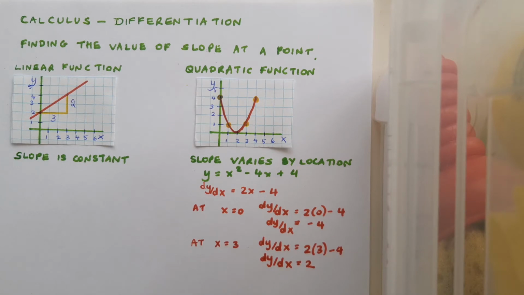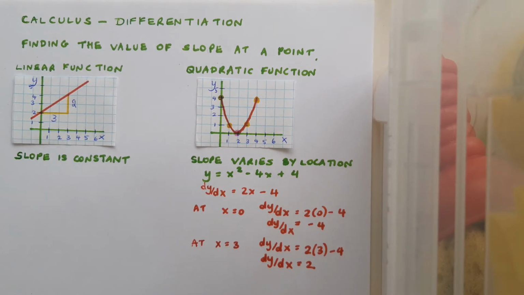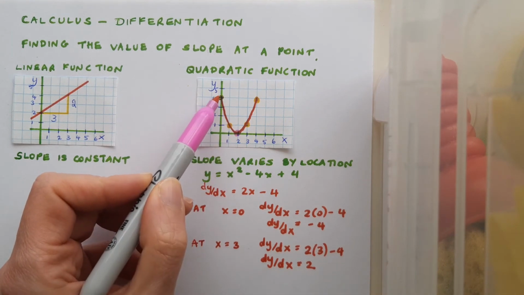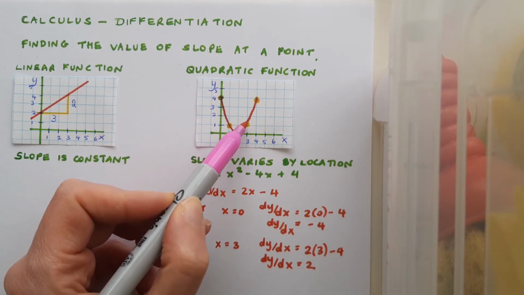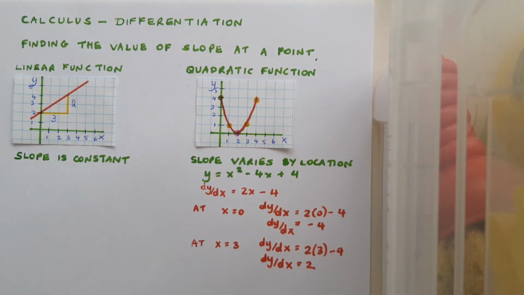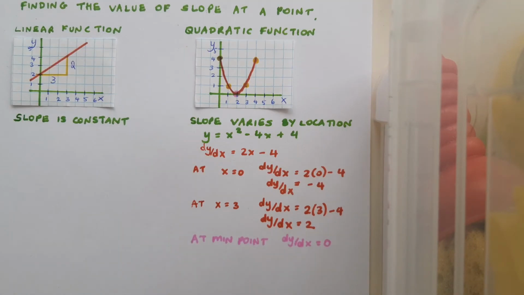I wonder, could you identify a location on this diagram where the quadratic has a slope of 0? Take a moment to think about it and see if you can work it out. Perhaps you've successfully identified this point. It's the point at which my quadratic stops decreasing and starts increasing. It's right at the bottom of the function. I can call that its minimum point. I can see pretty clearly from my diagram here that that's the point (2, 0).